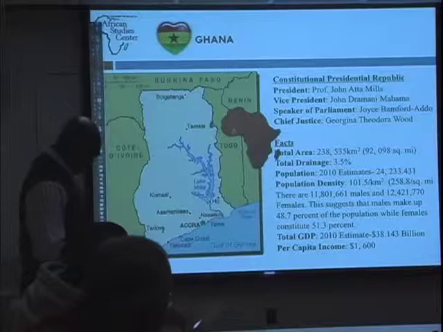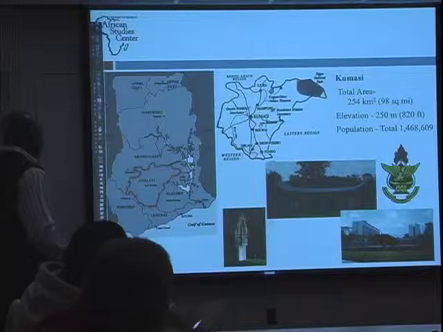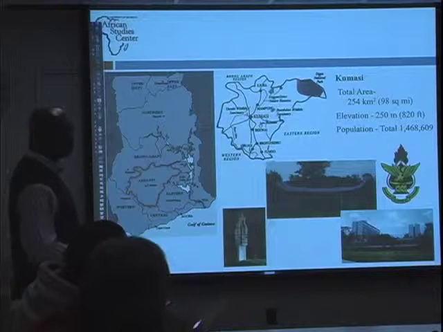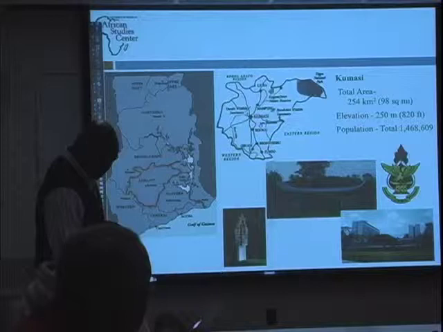In the Ashanti region where the university is located, specifically in the town of Kumasi, the population is about 1.5 million and the elevation is around 250 meters above sea level.